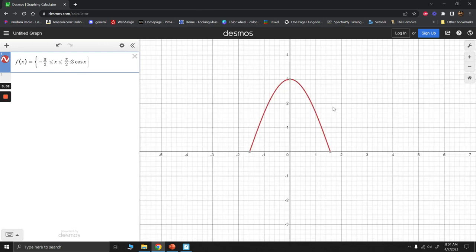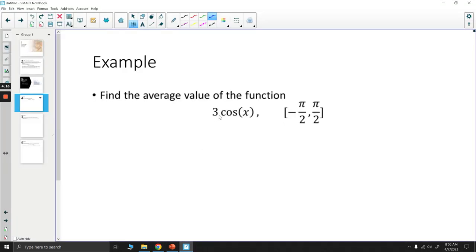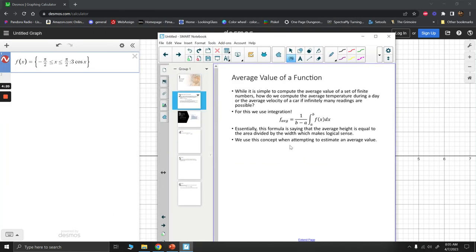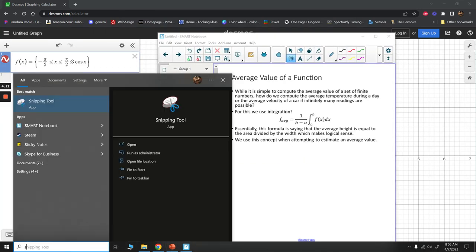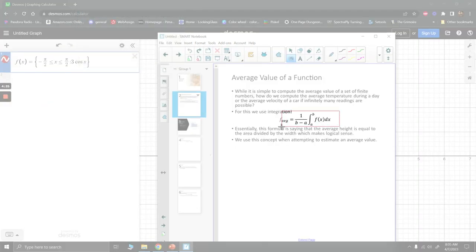Now, starting with this nice simple graph here, I mean, it's symmetric. So basically what we're trying to do is we want to find some rectangular object that is the same width that has the same area as this curve. That's basically what is happening here. So we're going to take the area of this function. If you recall, we have this formula right here. So I'm going to go ahead and snip it and bring it onto the other page that we're working on.